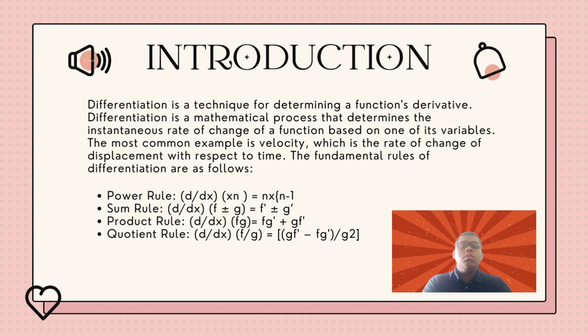Assalamualaikum warahmatullahi wabarakatuh. For now I will present the introduction. Differentiation is a technique for determining a function's derivative. Differentiation is a mathematical process that determines the instantaneous rate of change of a function based on one of its variables. A common example is velocity, which is the rate of change of displacement with respect to time. The fundamental rules of differentiation are the power rule, sum rule, quotient rule, and product rule.